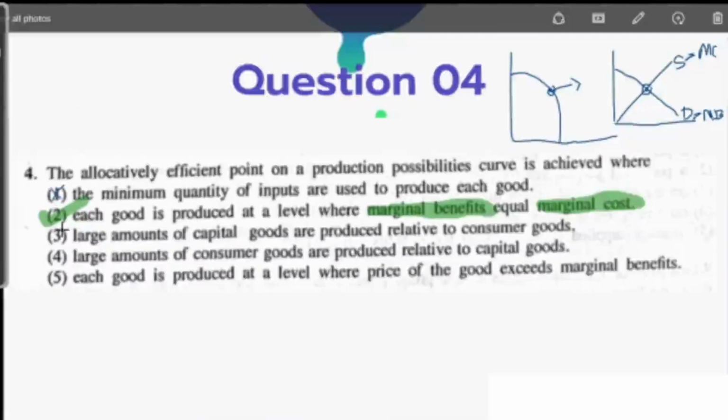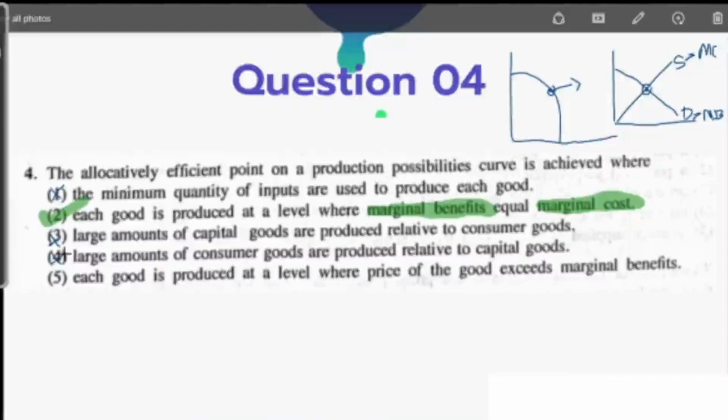Look at the third statement. Large amounts of capital goods are produced relative to consumer goods. We actually do not know what goods are produced in the economy. We consider any combination. So we do not know specifically whether it's capital goods or consumer goods. This statement is inaccurate. Large amounts of consumer goods are produced relative to capital goods. Again, since we do not know the combination, this is inaccurate.